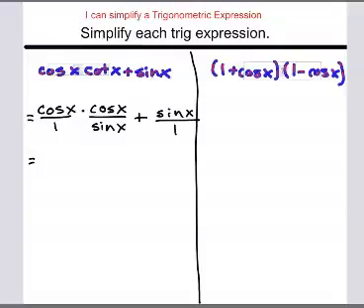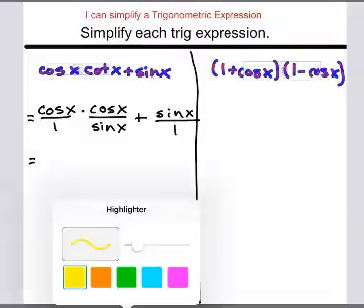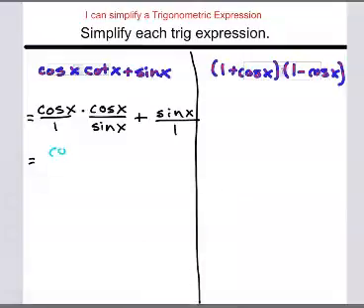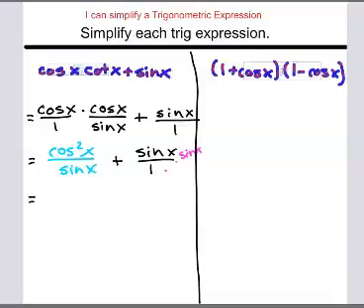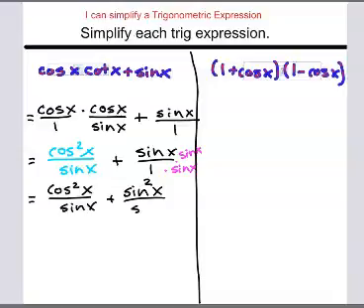Okay, so I'm going to look at this here. This is cos times cos, which is cos squared. Now over sine, I think I'm just going to keep this sine over 1. And once again, it looks like I've got two fractions, so I'm going to try to make that 1 by multiplying this by sine and this by sine. So now I've got cosine squared over sine plus sine squared over sine.